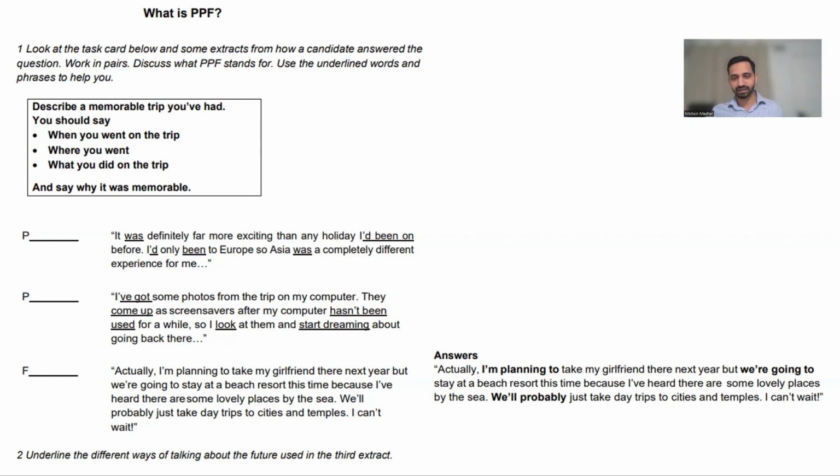I'm planning to take my girlfriend there next year, but we are going to stay at a beach resort this time because I've heard that there are some lovely places by the sea. We will probably just take day trips to cities and temples, and I can't wait.